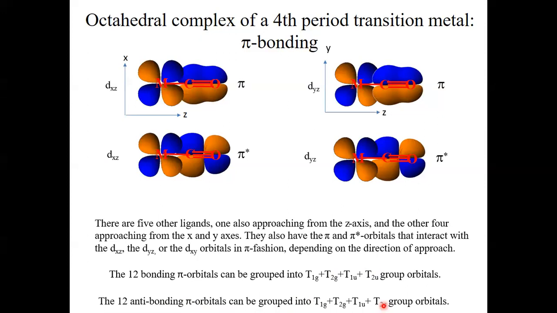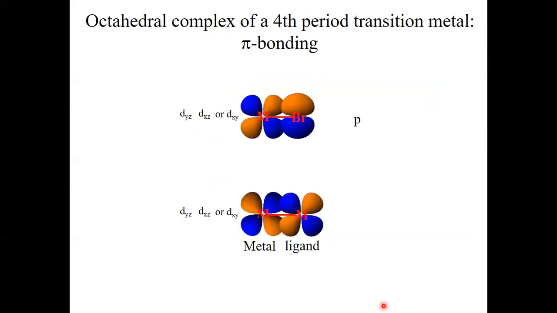Okay, so now we have determined the symmetry types of our ligand group orbitals. So next, we have to determine how many molecular orbitals will a given addition, and what are their symmetry types?